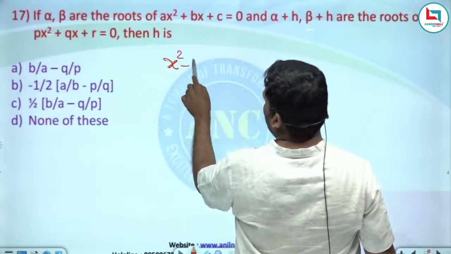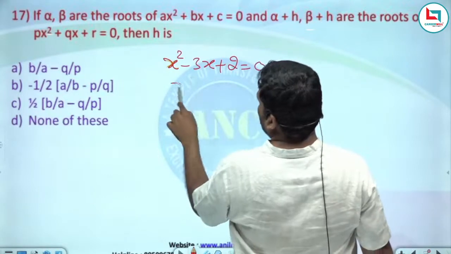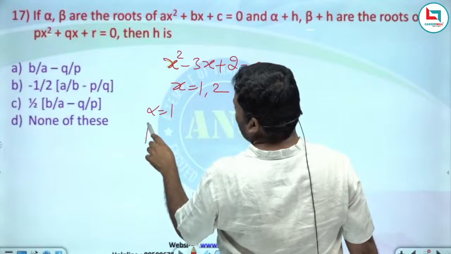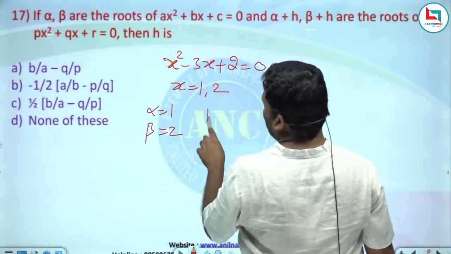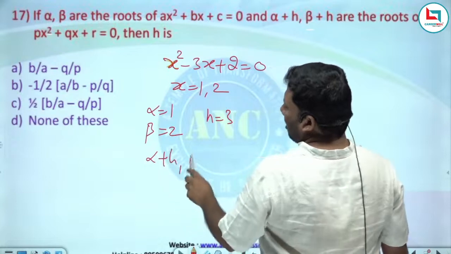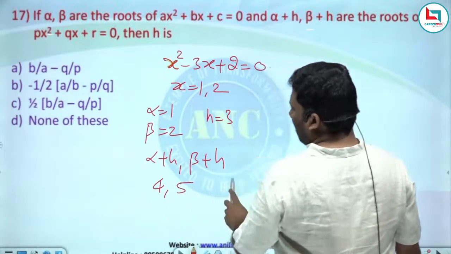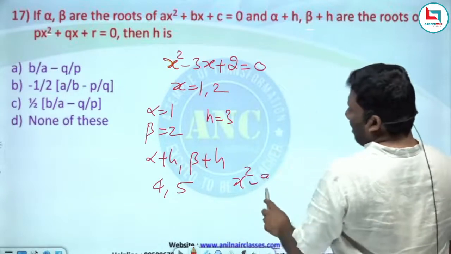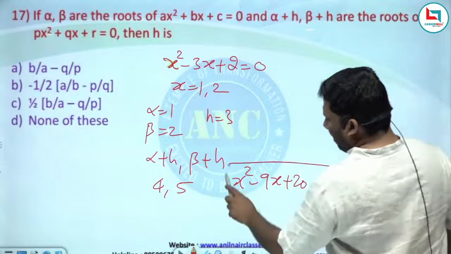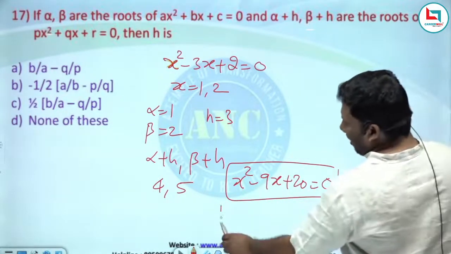x square minus 3x plus 2 equivalent to 0. The roots are 1 comma 2, so alpha is 1 and beta is 2. Let the h value be 3. So alpha plus h comma beta plus h is 4 comma 5. So the equation will become x square minus 9x plus 20 equivalent to 0.